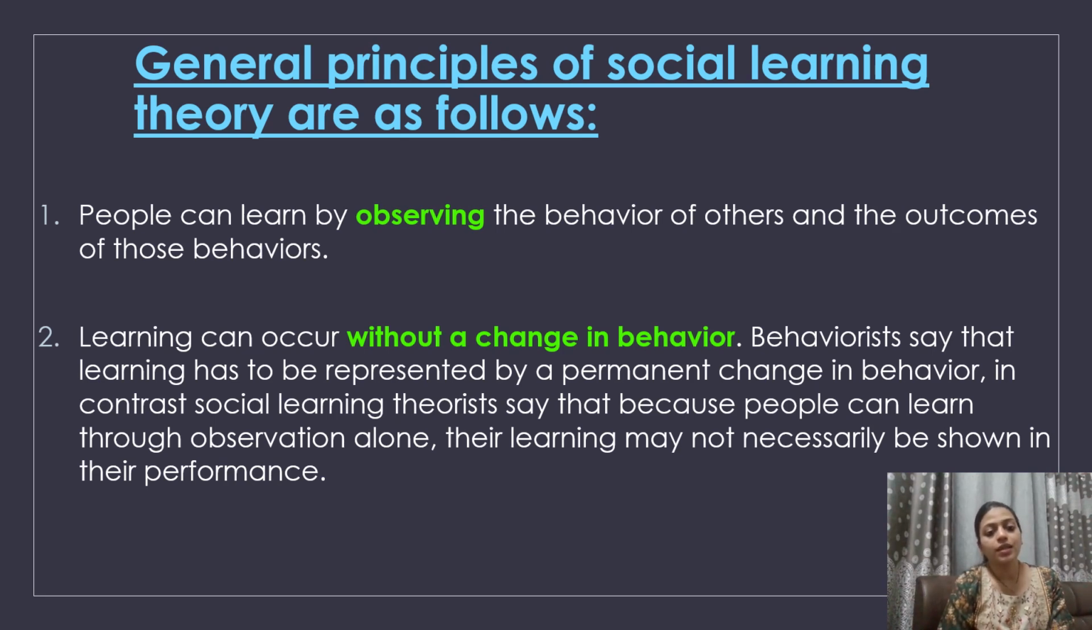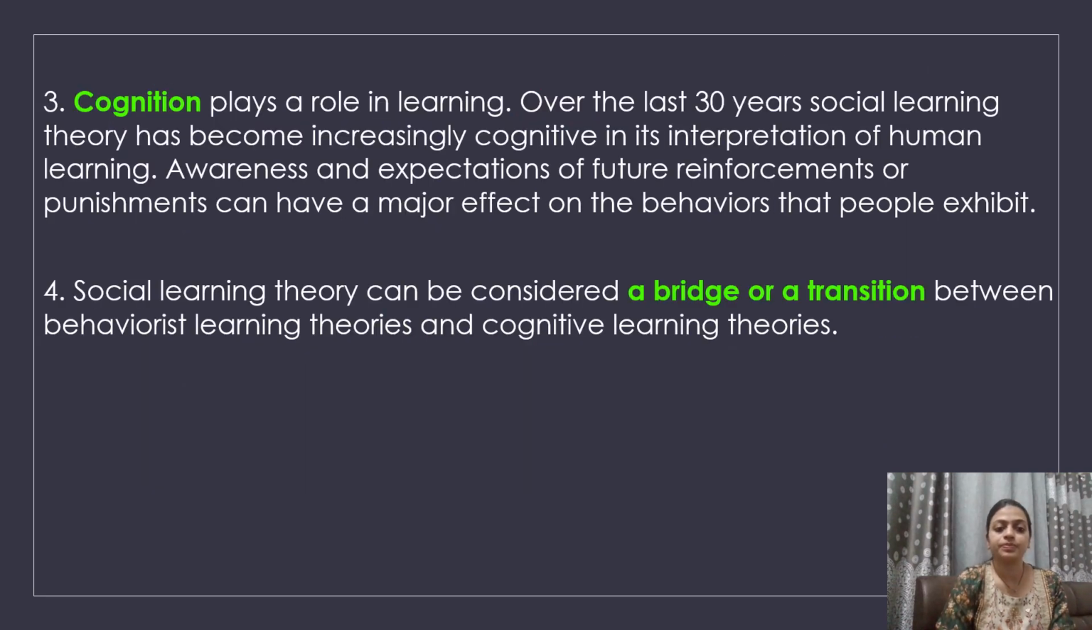Okay. Learning can occur without a change in behavior also. So here you are not following the same behavior. You are not going inside directly, but you have learned, you observed that something is happening with others, it should not happen to me. Okay, so behaviorists say that learning has to be represented by a permanent change in behavior. In contrast, social learning theorists say that because people can learn through observation alone, their learning may not necessarily be shown in their own performance.